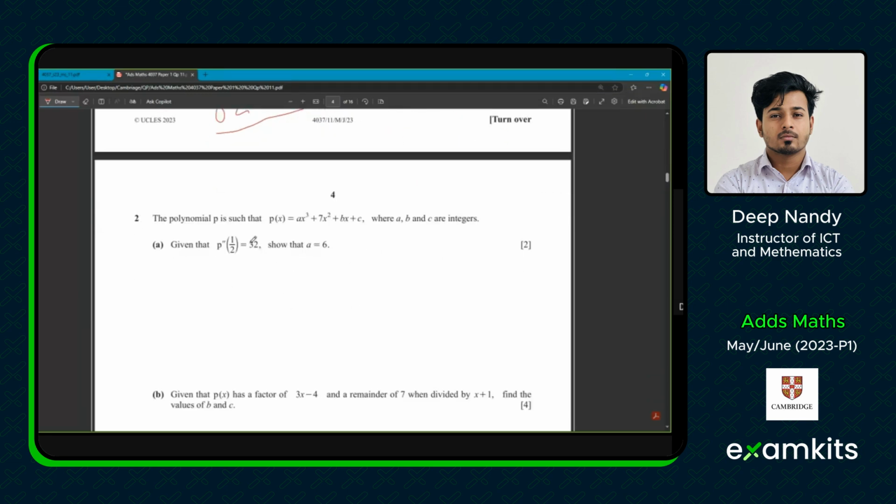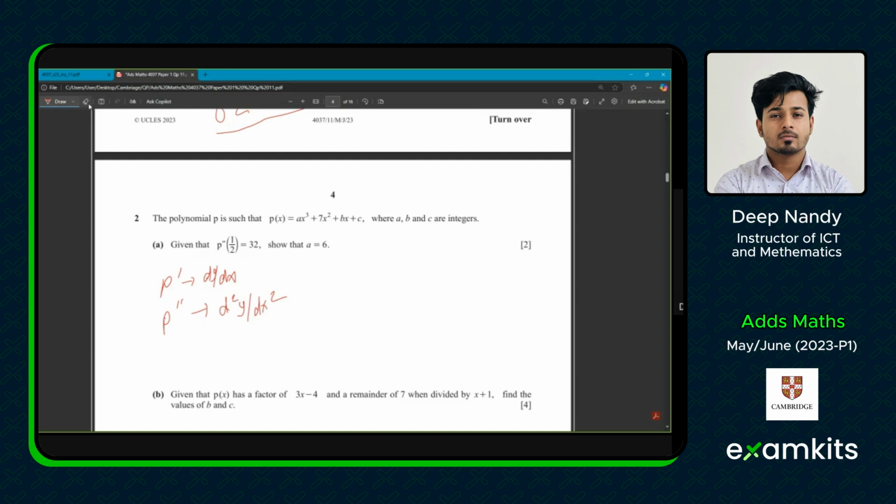Moving to question number 2. The polynomial p is such that p equals ax cubed plus 7x squared plus bx plus c, where a and b are integers. Given that p double prime half equals 32, show that a equals 6. Now, what does p double prime mean? P double prime means that it has been differentiated 2 times. Here, p prime indicates first order differentiation. P double prime defines second order differentiation.